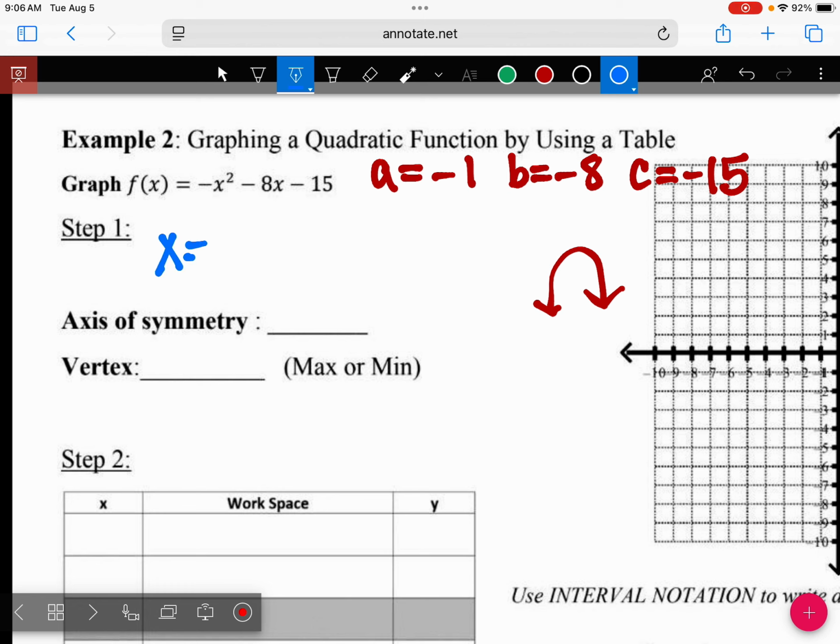So x equals, now this formula, you always take this number and you flip the sign. So instead of -8, it's going to be a +8. And that's divided by 2 times A. So your middle line, because that's what the axis of symmetry is going to be, 8 divided by -2. So what do you get when you take 8 divided by -2? -4, good. Now that -4 is also going to be here.